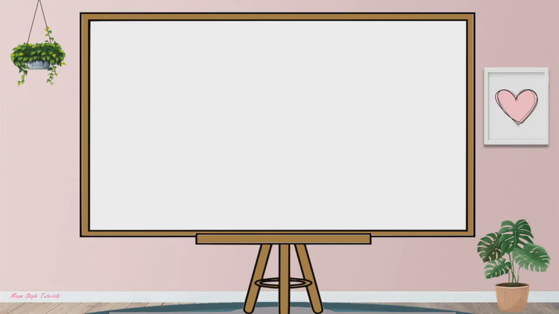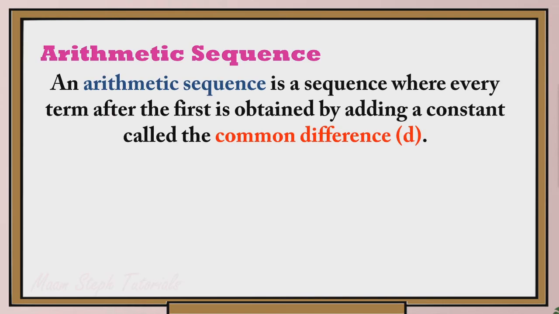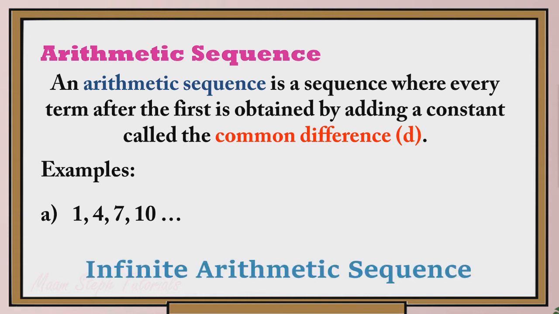So in this video, we are going to discuss arithmetic sequence and arithmetic means. An arithmetic sequence is a sequence where every term after the first is obtained by adding a constant called the common difference. So let's take a look at some examples of this arithmetic sequence. One example is the sequence 1, 4, 7, 10, and so on. This example is an example of an infinite arithmetic sequence because of this symbol. This means that this sequence continues infinitely.